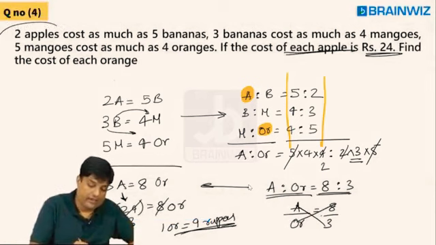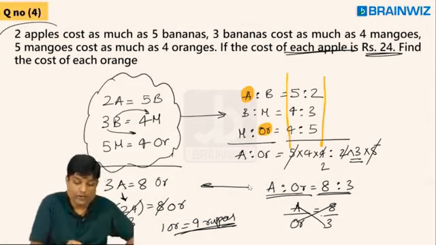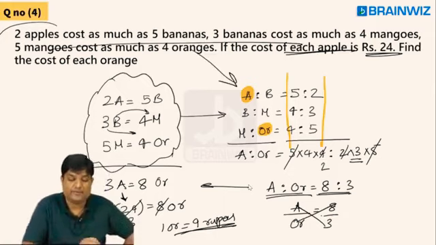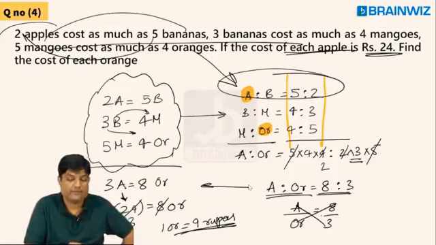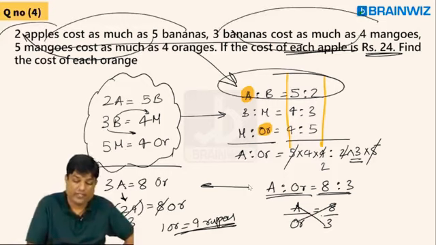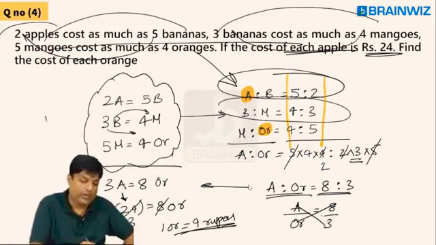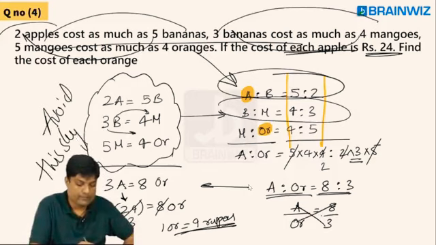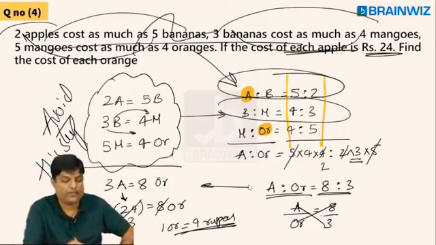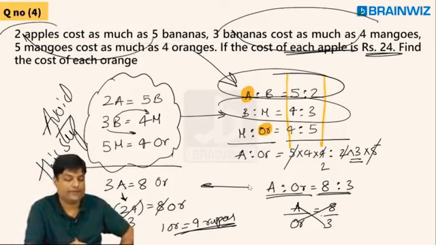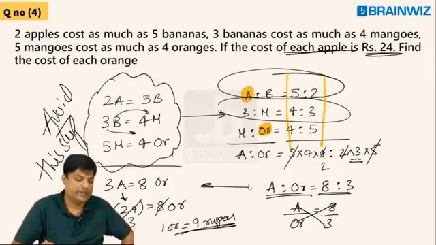Here you can put this on the paper. If not using this thing, you can put this one directly. If you know apple is to banana, 5 is to 2, directly you can keep this one. Banana is to mango, 4 is to 3, directly you can keep this one. You can avoid this step. Why I have given you this step is to make you understand. Are you understanding everybody? Yes or no?